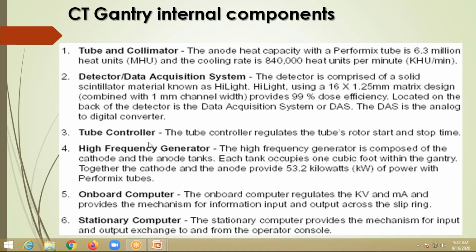Okay, next coming to the tube controller. The tube controller regulates the tube rotor start and stop time. Okay, after that, the high frequency generator. The high frequency generator is composed of the cathode and anode, and these are in tanks. Each tank occupies 1 cubic foot within the gantry. Together, the cathode and the anode provide 53.2 kilowatts of power with performance tubes. Next, coming to the onboard computer.